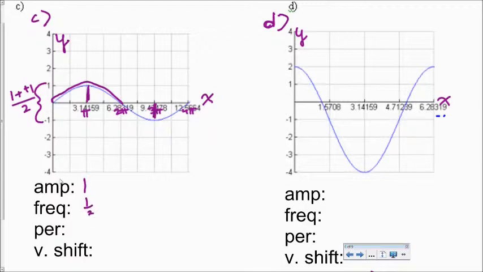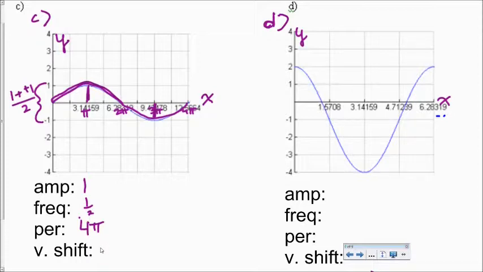Next we're on to the period. The period is defined as how long it takes to complete one full cycle. So again, not a full cycle yet. And then yes, it has completed a full cycle. So 4 pi is the period.